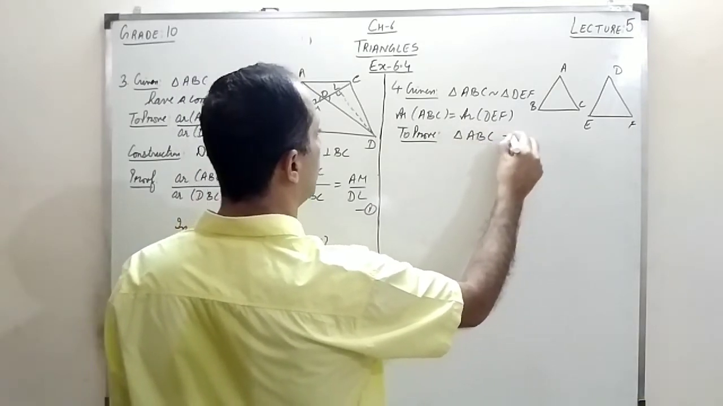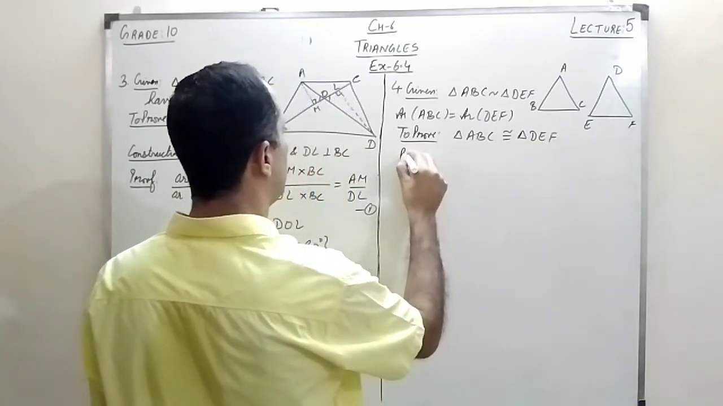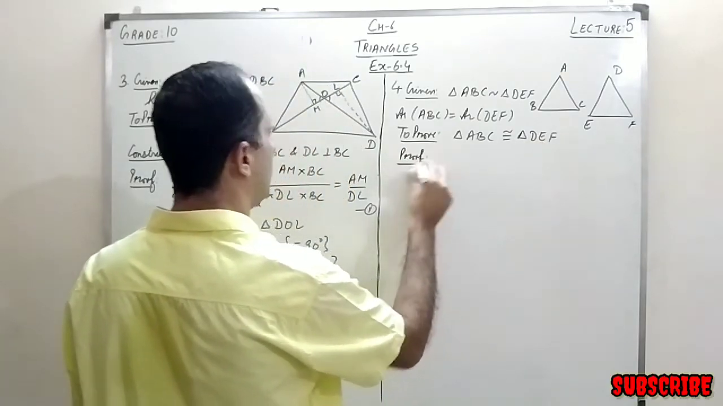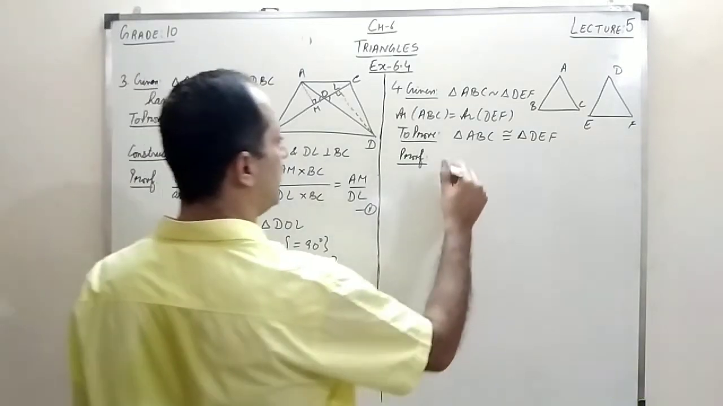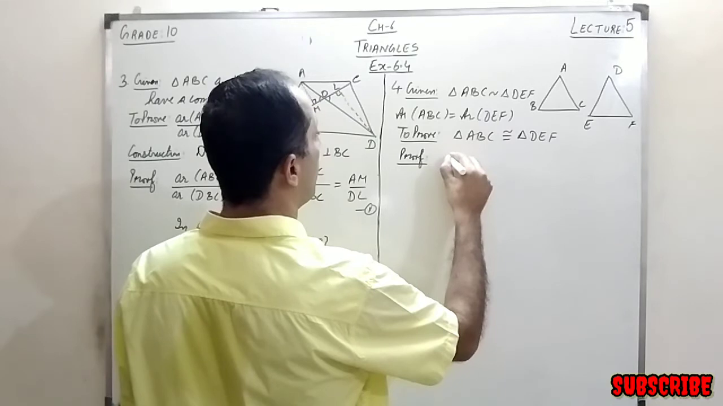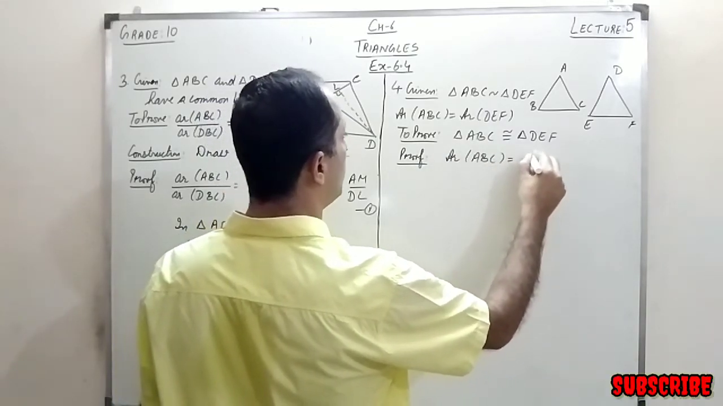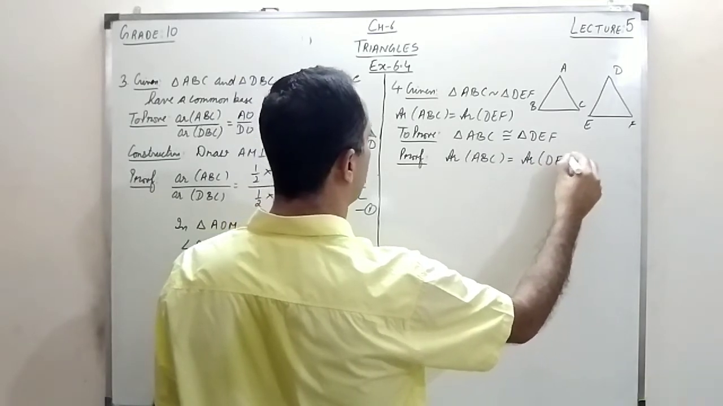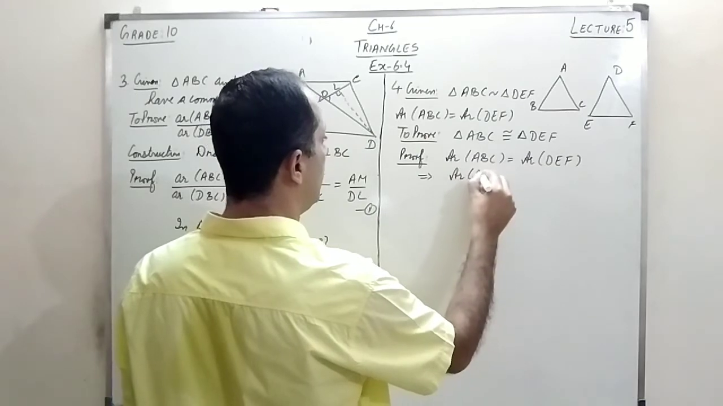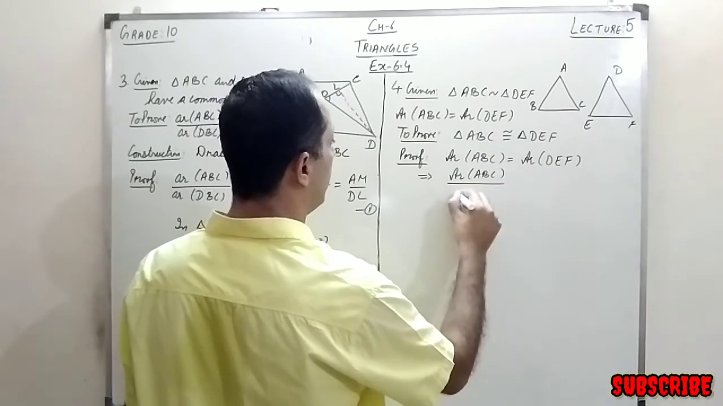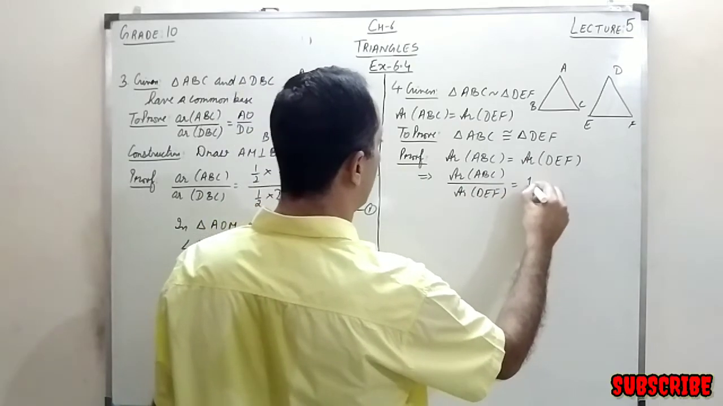This is the thing I have to prove. Again, a quite simple question. Now, since the area of the two triangles are equal, it means the ratio of the area would be, now, area of ABC is equal to area of DEF. This means that area of ABC upon area of DEF is equal to 1.